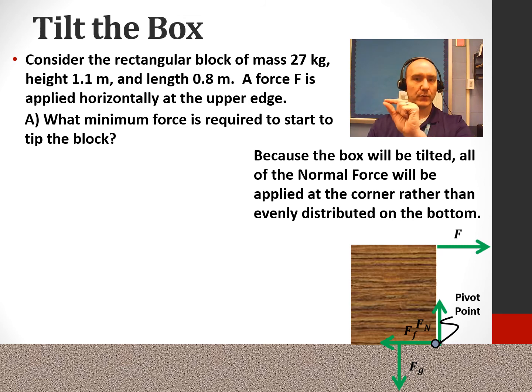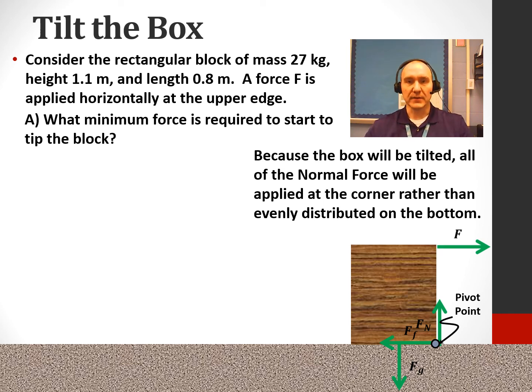So that pivot point right there is going to have the normal force and the force of friction being applied there. If we consider that the pivot point, then those two are not going to produce any torque. So no friction torque, no normal force torque. We're going to have a force of gravity, and we're going to have the force that I'm applying to the box.